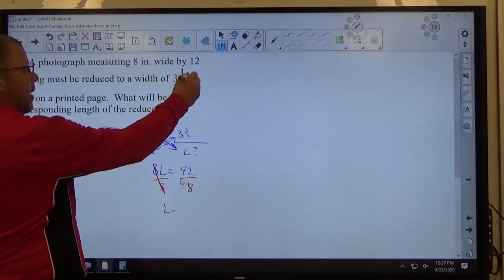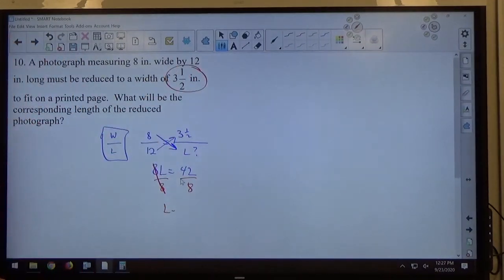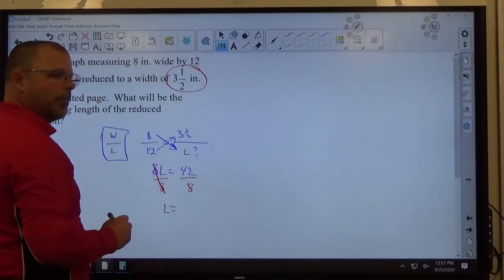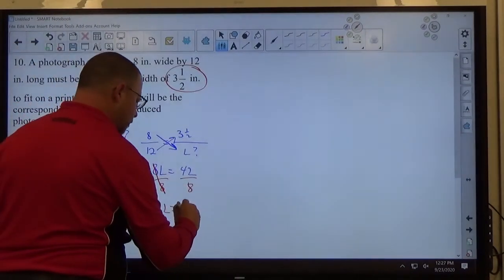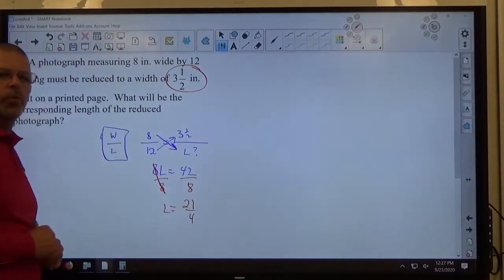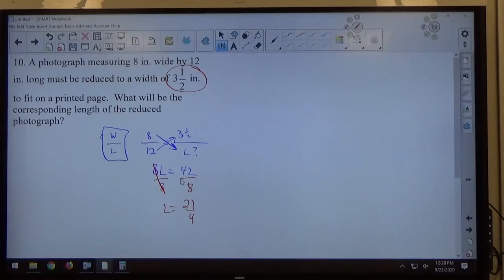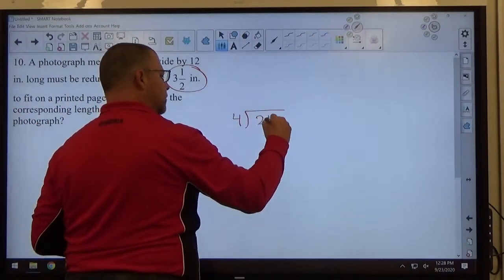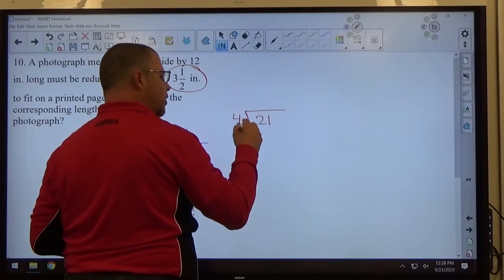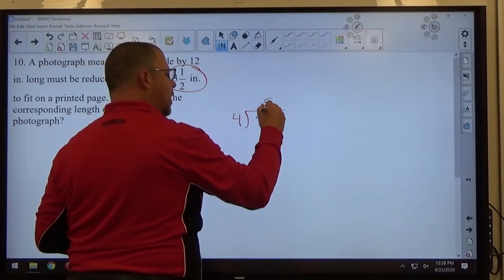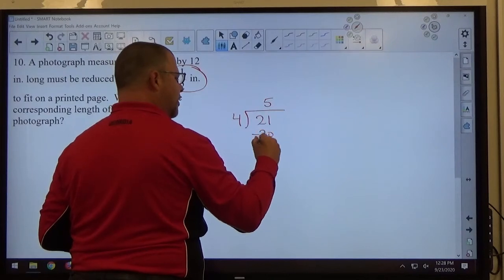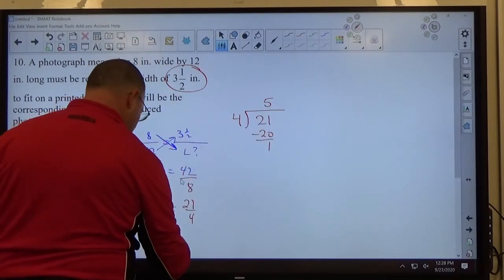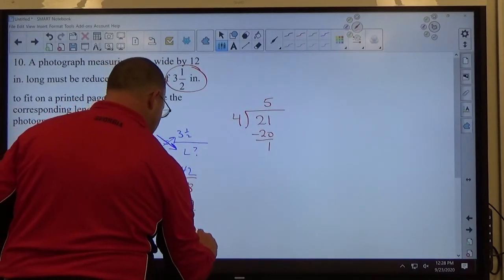Now this is a mixed number, so I'm thinking a mixed number is a good structure to put this in. Whatever degree, 42 over 8 is the same as 21 over 4. Since both numbers are even, I can reduce it by 2. 4 goes into 21. I don't want a decimal, I want a remainder. So 4 goes into 21 5 times, 4 times 5 is 20, subtract, you get a remainder of 1. So L is going to be 5 1/4 inches.